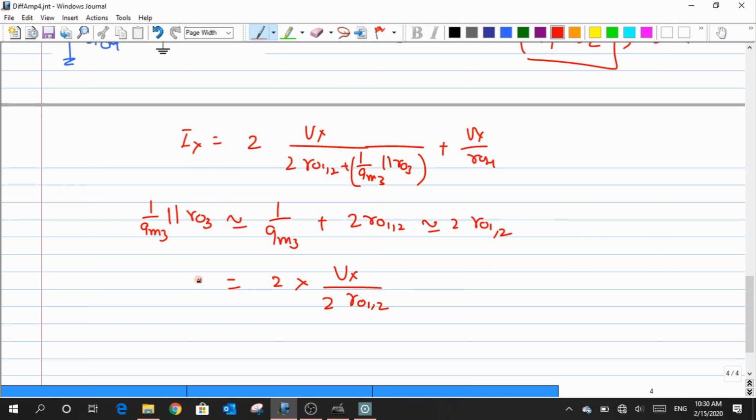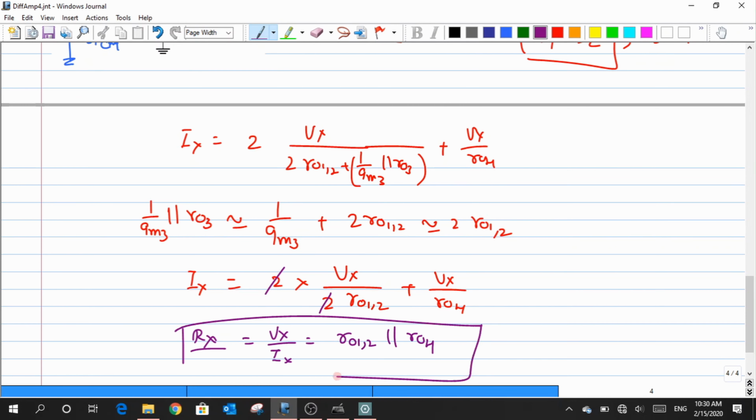Okay. And then I have the value of Ix, and here again the value of Vx. So I can cancel out the common terms here, which is 2 and 2, and the value of Rx, if I see, is Vx by Ix. What is this combination of 1 upon 1 by Rho1? Yeah, it's a parallel combination of Rho1,2 in parallel with Rho4. That's it.